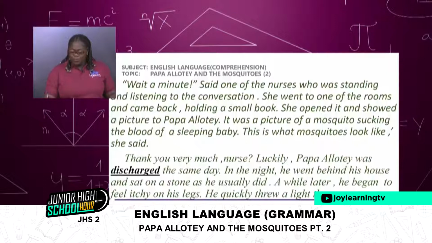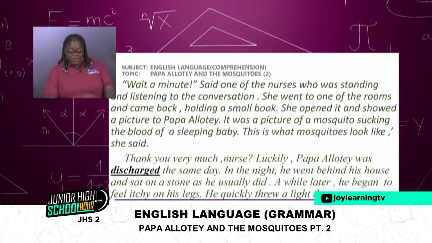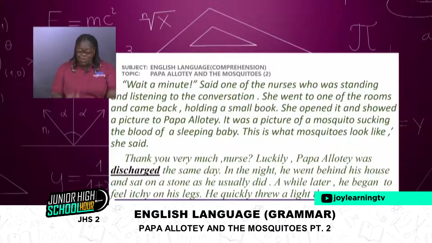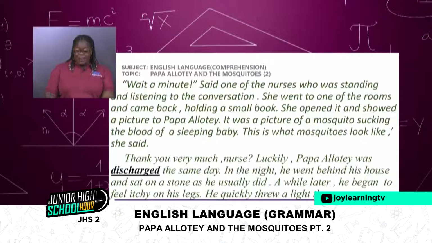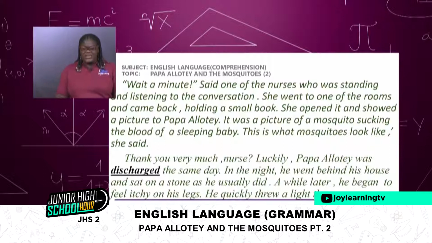Right, I continue. "Now, wait a minute," said one of the nurses who was standing and listening to the conversation. That was kind of eavesdropping, you know. So she went to one of the rooms and came back holding a small book. She opened it and showed a picture to Allotey. It was a picture of a mosquito sucking the blood of a sleeping baby. "That is what mosquitoes look like," she said. Mosquitoes, sucking the blood of a sleeping baby. You can imagine. Thank you very much, nurse.